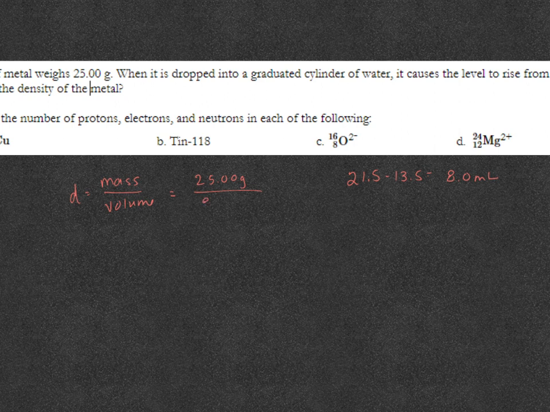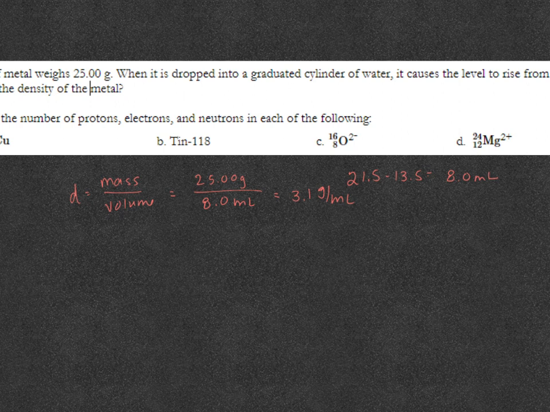I can take that value and put it below my mass. Mass divided by volume gives me the density. I'm going to need 2 significant figures, and I get 3.1 grams per milliliter.